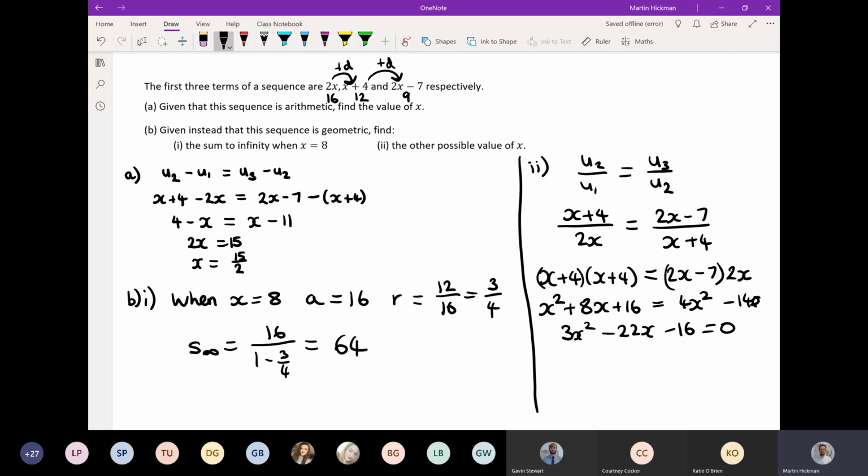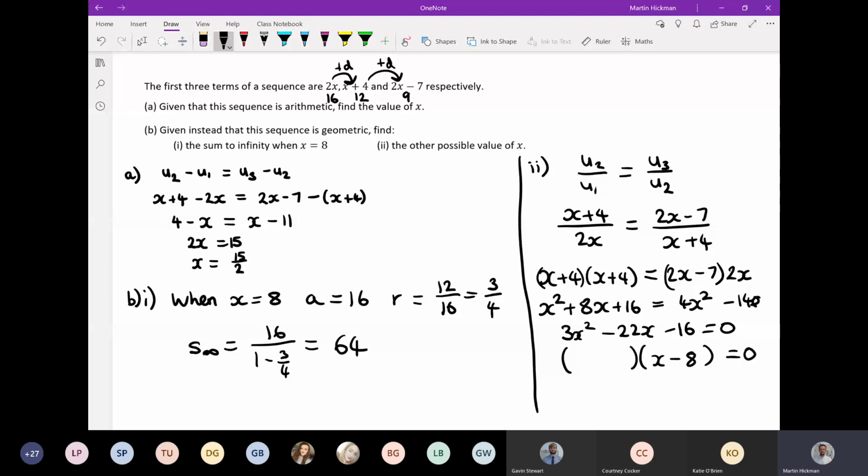You might be thinking, oh, I don't want to factorize that, I'm going to go straight to my calculator. However, we know already one of our solutions is x equals 8. So I know that x minus 8 is a factor. Think about the factor theorem: if 8 is a solution, then if you put in 8, you're going to get 0. So x minus 8 therefore must be a factor.